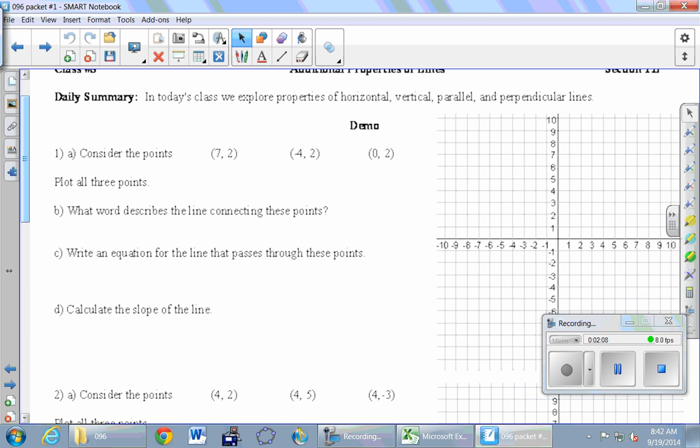So let's start with demo number 1 here. We've got 3 points: (7, 2), (-4, 2), and (0, 2). Take 10 seconds to plot those 3 points. Plot all 3 points on your grid. And then we move on to part B. It says, what word describes the line connecting these points? So when we draw that line, the word starts with H: horizontal.